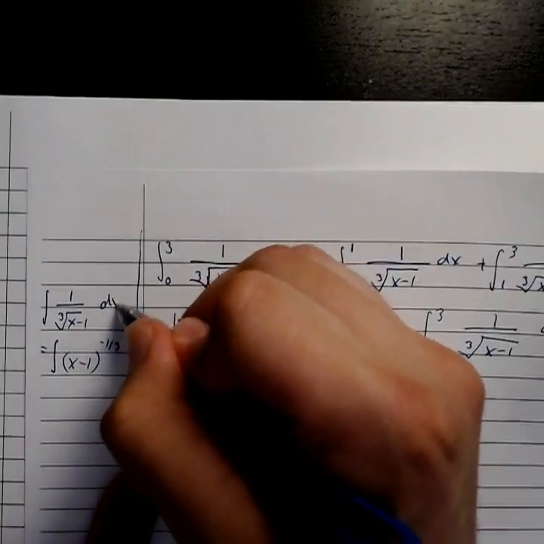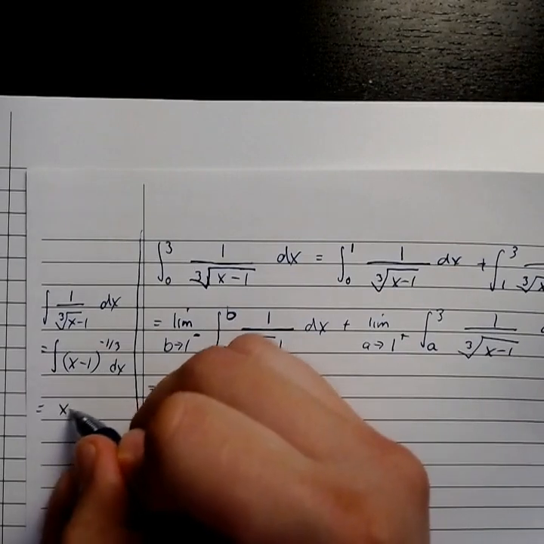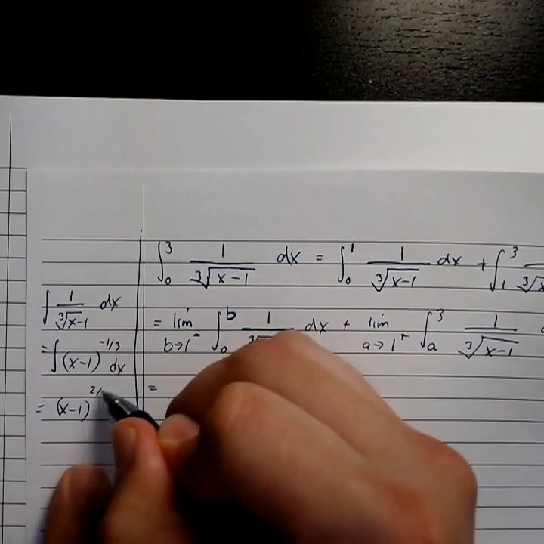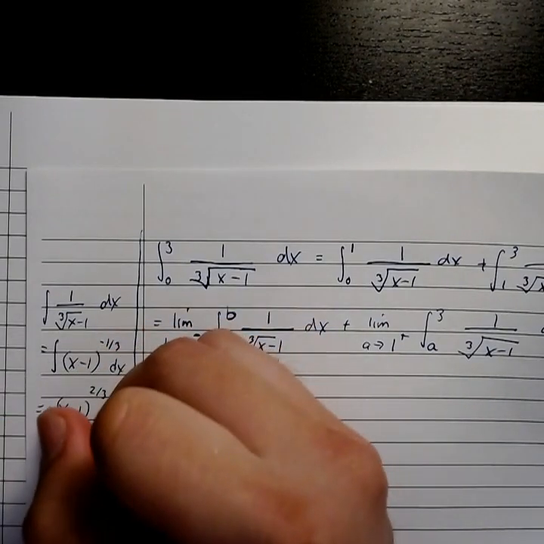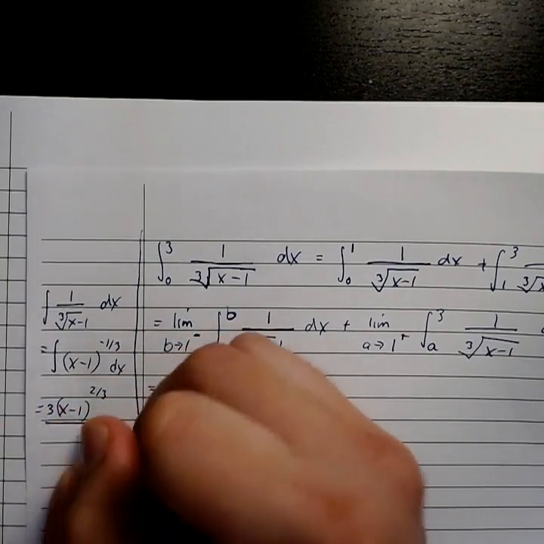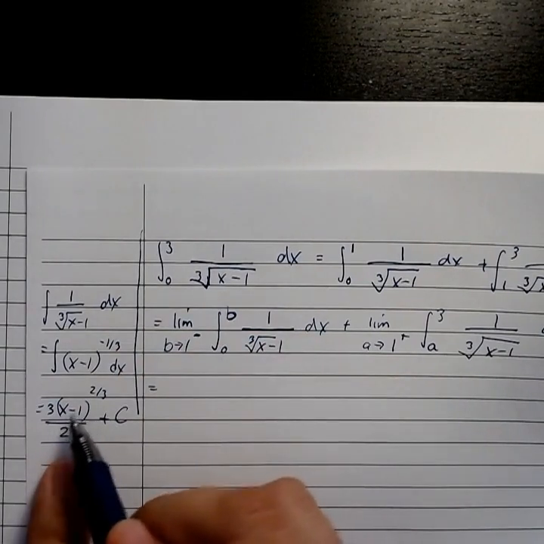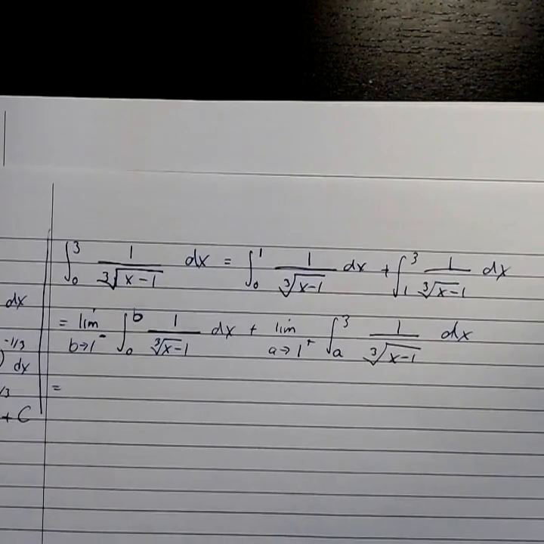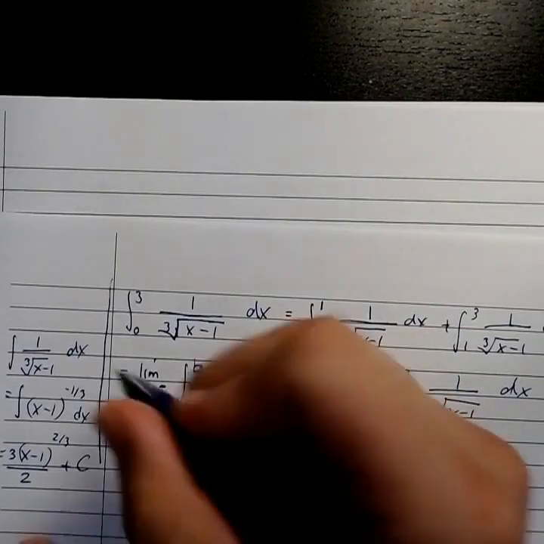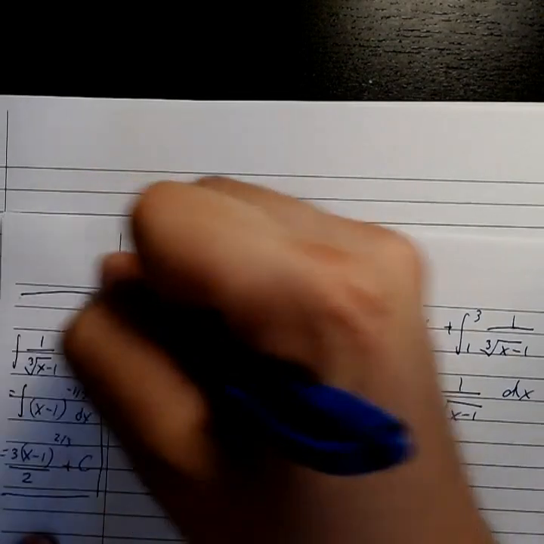Oops, forgetting my differential. So now I can add 1 to the power, so that's x minus 1 to the 2/3. Now I divide by the 2/3, which is the same as multiplying by 3/2, plus a constant of integration. Now here, because of the chain rule, I should divide by the derivative of this part, well, the derivative of this part is 1, so that remains completely unchanged. So if that's my antiderivative, I can now say this is equal to the limit, and that's a little side work there.